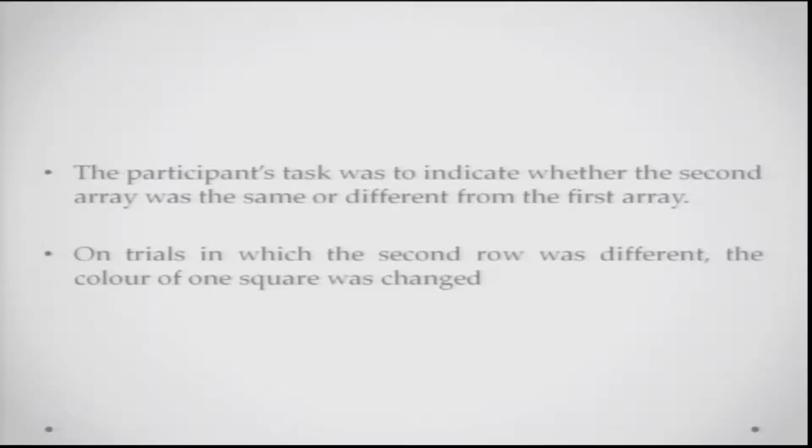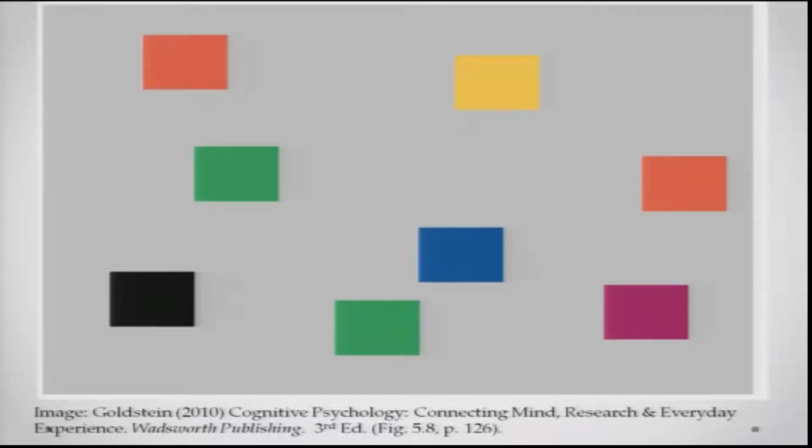Participants' task here was to indicate whether the second array was the same as or different from the first array, and on the trials in which the second array was different, the color of only one square was changed. So, you have to be really attentive and check which square has changed its color. Maybe you can do this again. So, here is the array, the short delay, here is another array. Did you make out which square's color was changed?